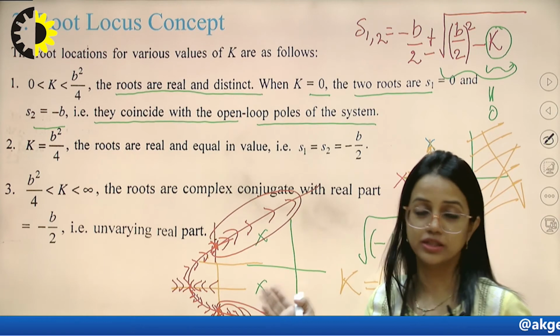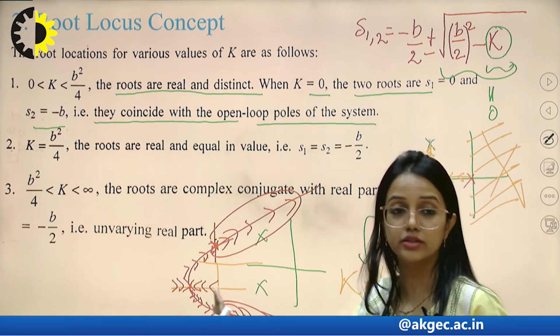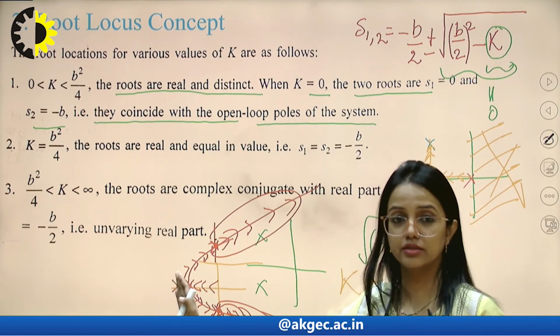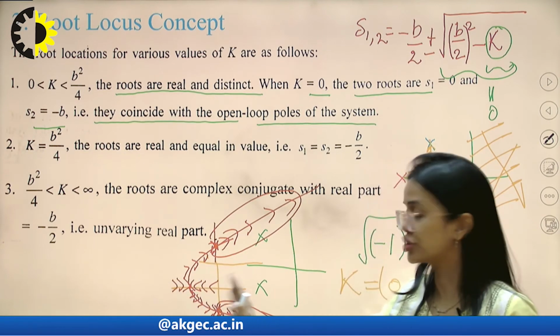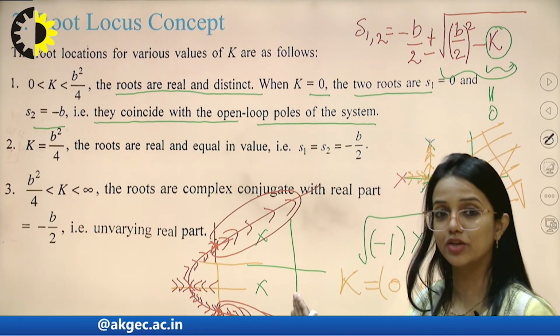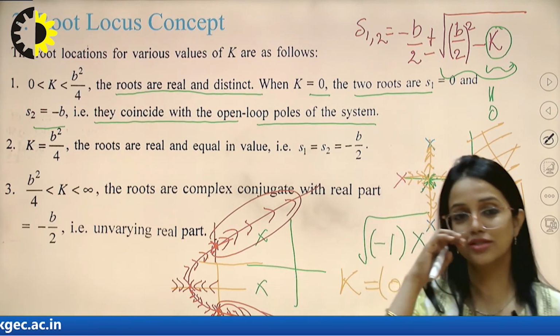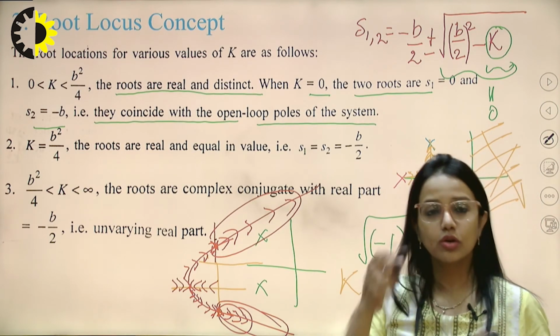So here we can predict the stability. For all those values which are on the left hand side of this yellow curve, it signifies a stable system. For all the values of k for which the root locus moves on the right hand side of the S-plane, the system becomes unstable. So this is how the root locus helps us to determine the stability of the system. So this is all about the concept.